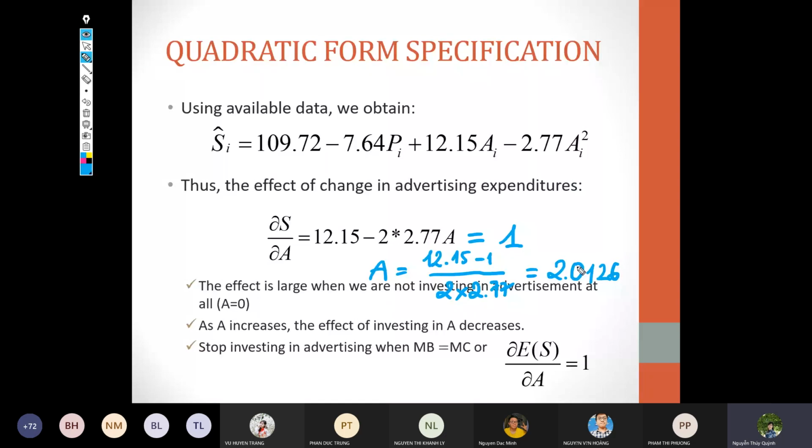Any questions here? Any questions? Do you not understand anything? No? Okay, good. Then we are done with the multiple regression model.